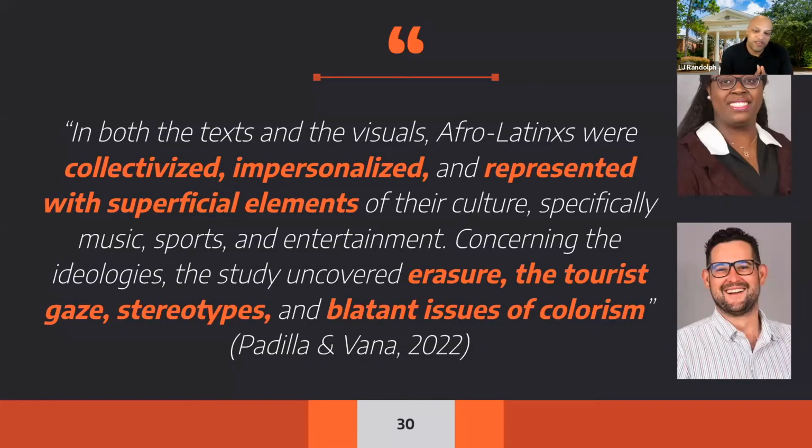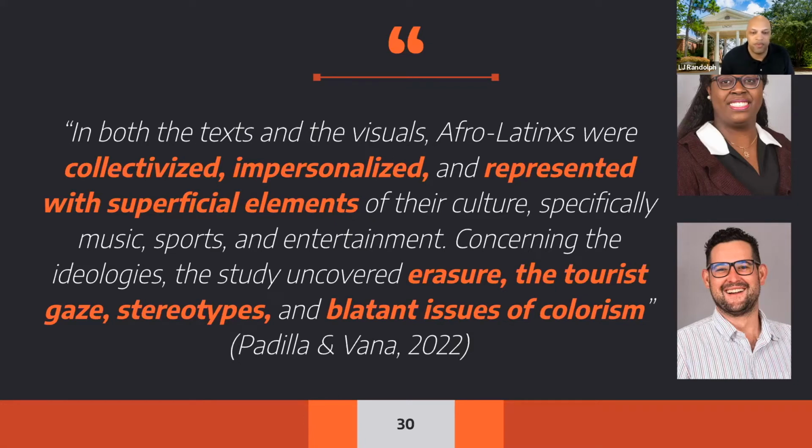So this is a very recent study from Padilla and Vanna. They looked at textbooks in Spanish, and they found that the representation of Afro-Latinx folks was collectivized and personalized and really superficial. So nothing surprising, I don't think, but at least you know that it's not just in your head. People actually went out and looked at, I think, 15 beginning level textbooks for the study. This is what they found, and the study also uncovered the erasure, the tourist gaze, stereotypes, and blatant issues of colorism when thinking about Black folks.